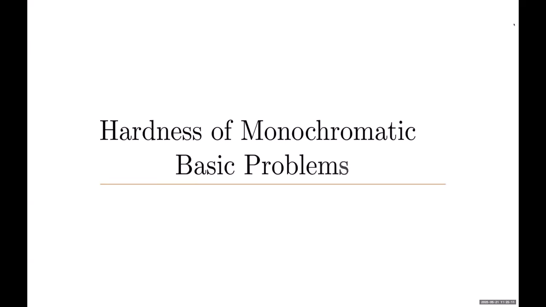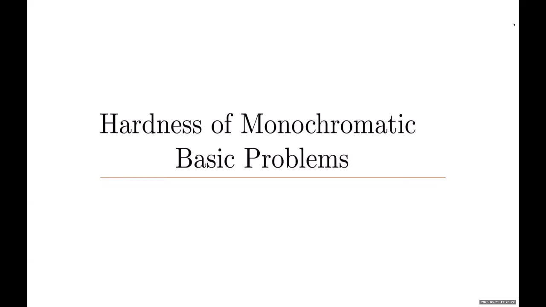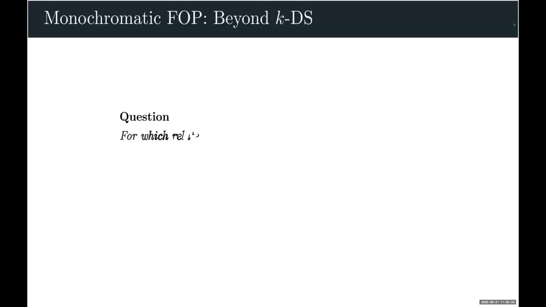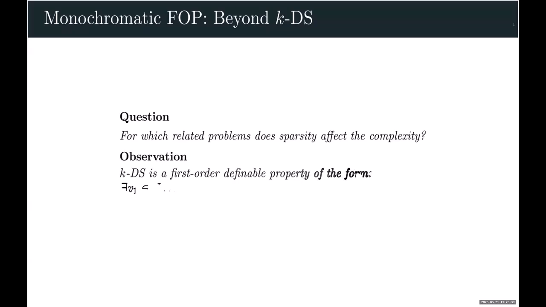I have 5 minutes, so I guess I won't go into the details here, but I will just give you the results that we obtained here in hardness of monochromatic basic problems. Okay, so the natural question now to ask is, for which problems related to dominating set does sparsity affect the complexity? To study this somehow systematically, what does it mean, related?